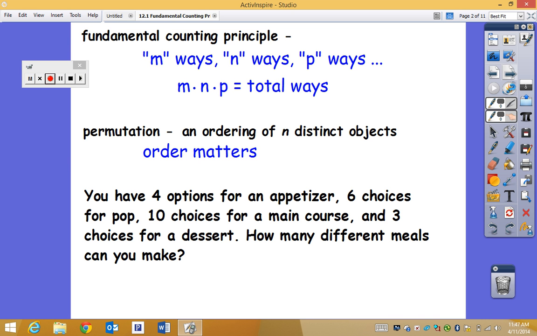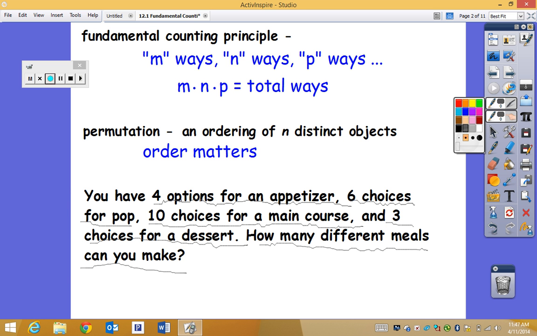If you take a look down here, where we have this problem, you have 4 choices for an appetizer, and we have 6 choices for pop, and we have 10 choices for main course, and we have 3 choices for a dessert. How many different meals can you make? If we use what's called the fundamental counting principle, and that's how we're going to find out the number of ways that we could make the different meals, we simply have to multiply how many different ways together. And if we want to talk about a specific order, that's called the permutation. So let's take a look.